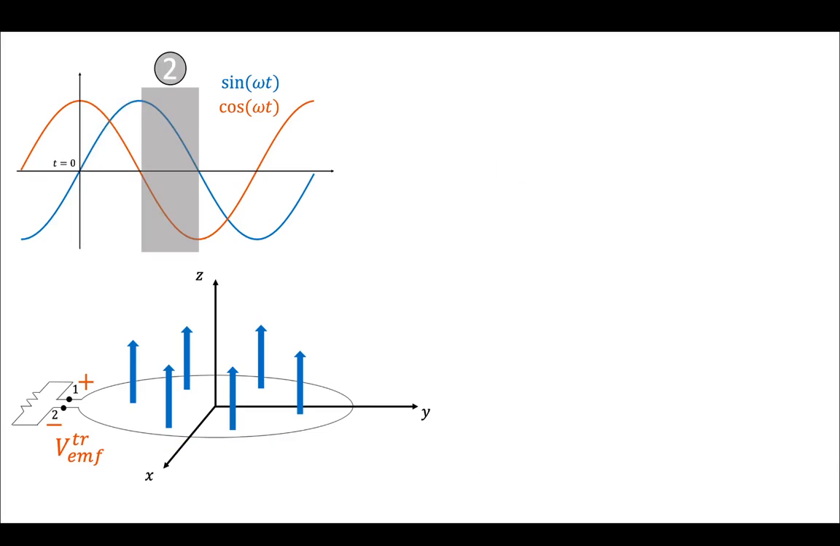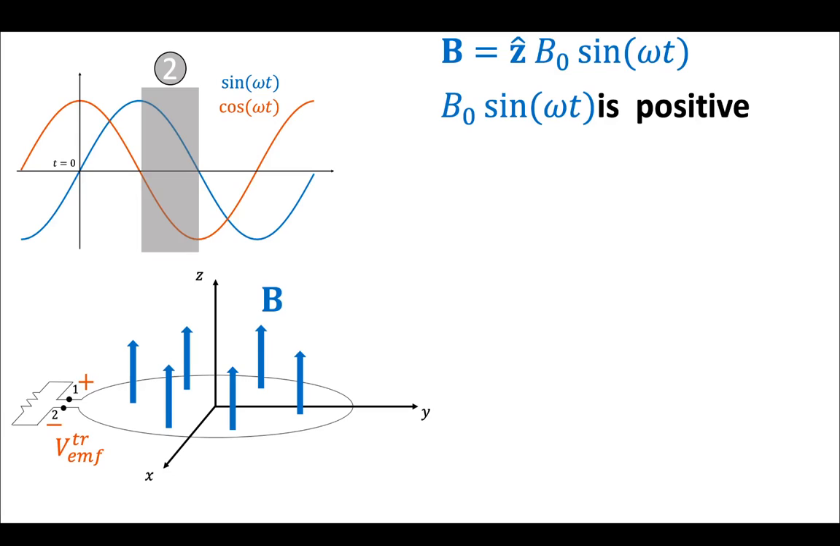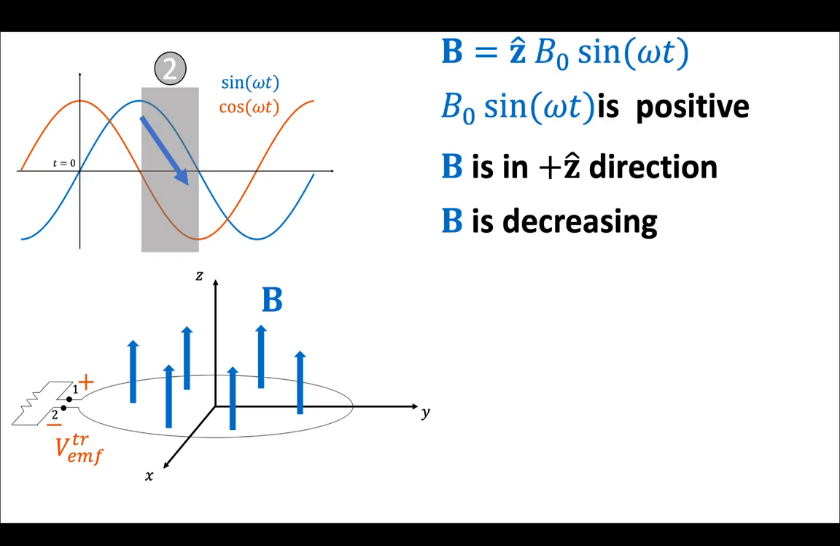Now let's look at the second time region. And so in this case, we'll look at the blue sine wave, and we can see that the blue sine wave, the sine omega t, is a positive number still. So in this region, it's a positive number. So because it's positive, the magnetic field is going to be pointed in the positive z direction. However, the value of the magnetic field is going to be decreasing because in this second time region, sine omega t is decreasing the entire time.